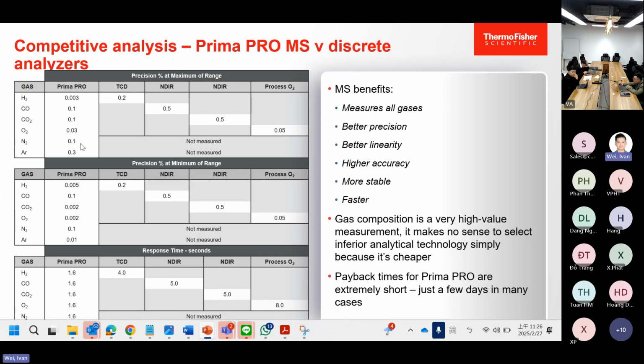So as you can see here, our Prima Pro has really good precision. All those precisions are at the percentage levels. So that means we really give out really stable concentration readings. So that means the customer will have better control or better understanding of their recipes.